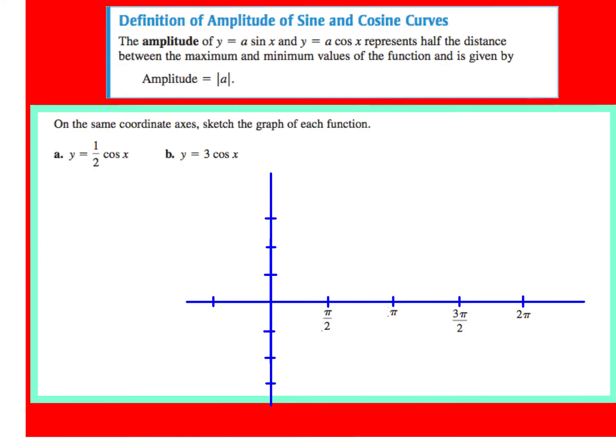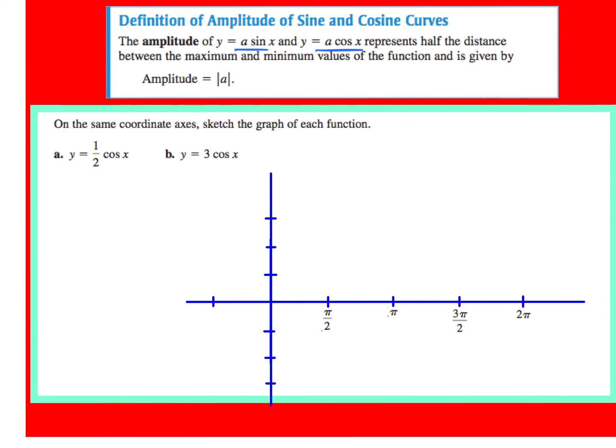All right, that is the definition of amplitude. And we need a reader. Thank you so much, Christian, for volunteering. I appreciate it. The definition of amplitude of y equals a sine x and y equals a cosine x represents half the distance between the maximum and minimum values of the function and is given by amplitude equals the absolute value of a.